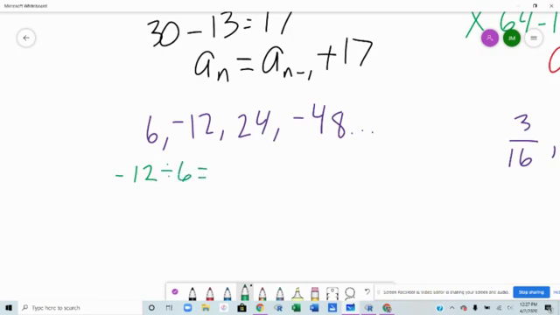Negative 12 divided by 6 is negative 2. So 6 times negative 2 is negative 12. Negative 12 times negative 2 is positive 24. 24 times negative 2 is negative 48. So I have a geometric sequence, and my common ratio is negative 2, which means I have AN equals negative 2 times AN minus 1.